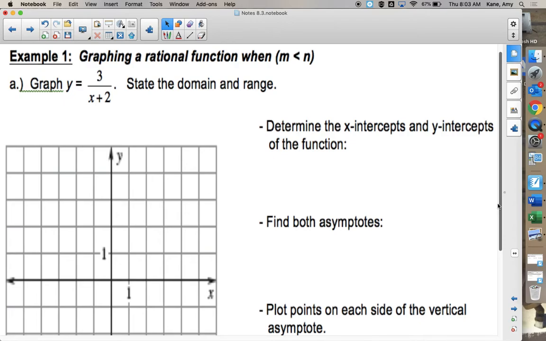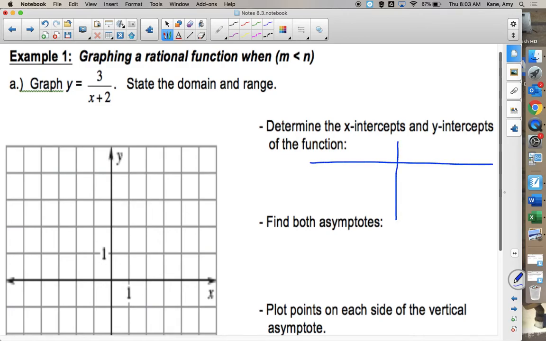Your homework is divided up nicely so that you know all the parts that you have to find. But over here on the side, to graph it, we're going to get the x-intercepts and the y-intercepts. So split it up, x versus y.